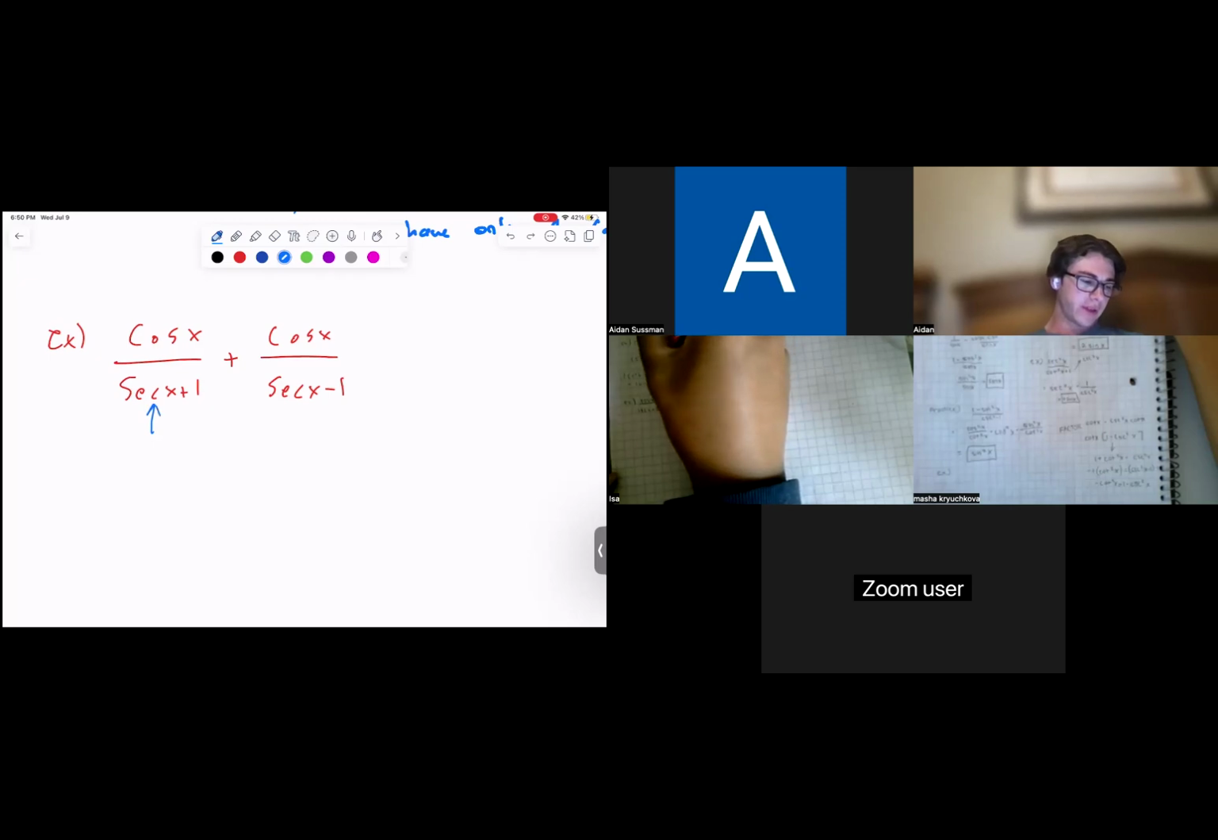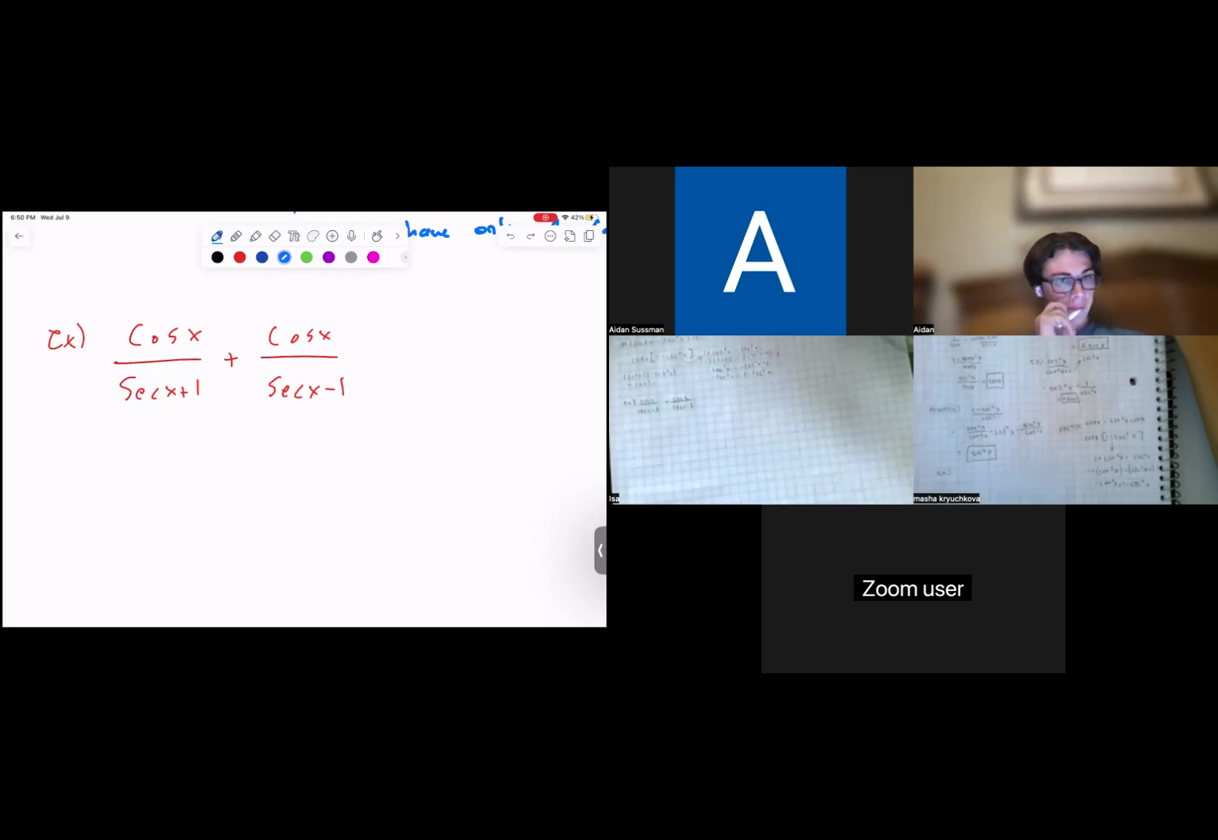So what do we notice about this? Remember, what do we need for an identity? They're not squared, so no, we can't use our identity. But anytime you have two fractions being added or subtracted, what's that a hint that we should do? Can we factor it?